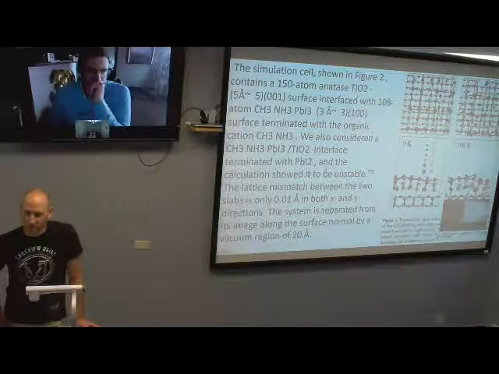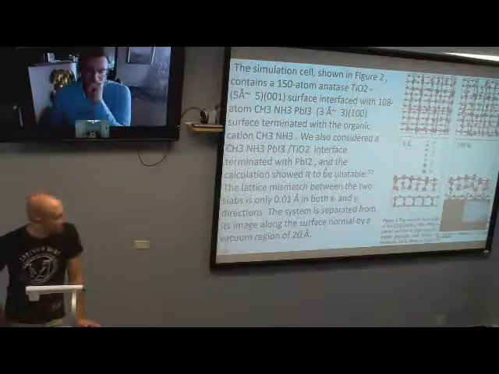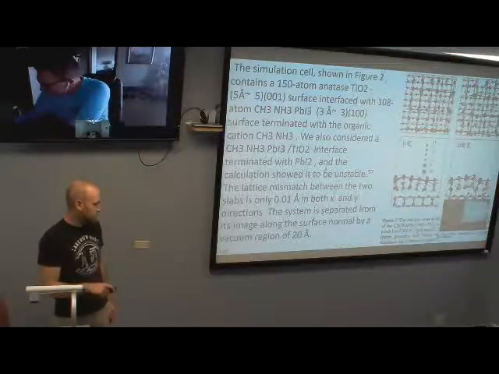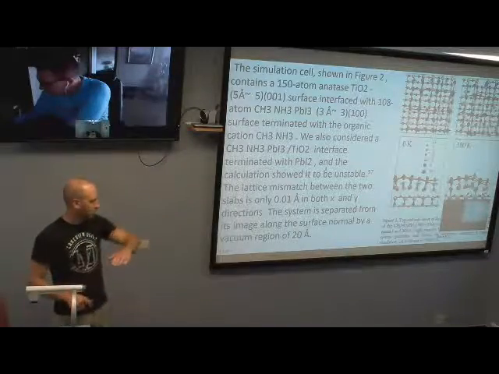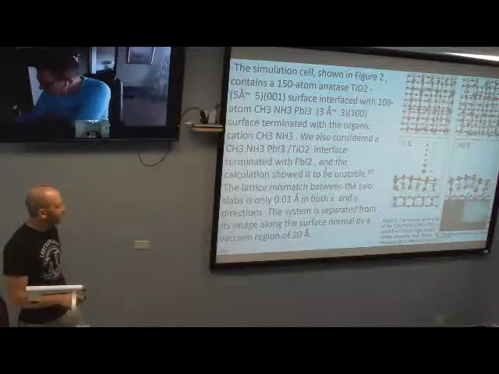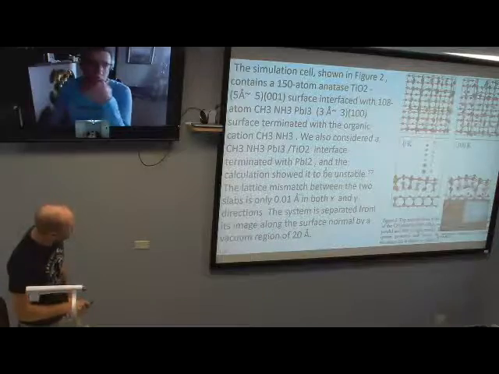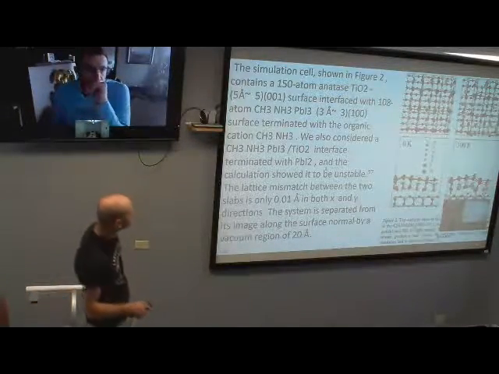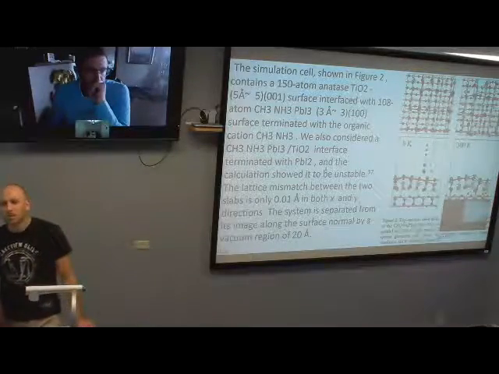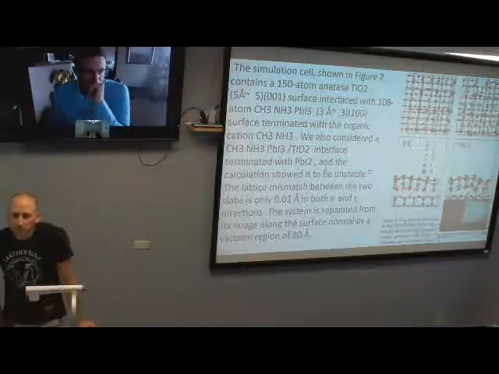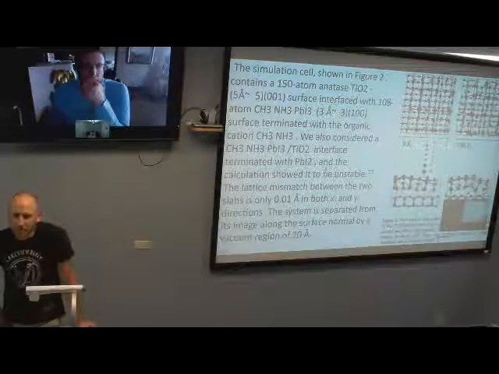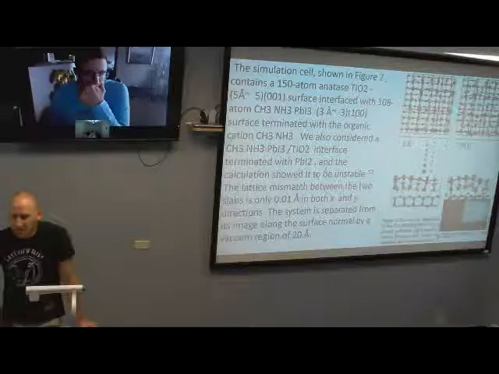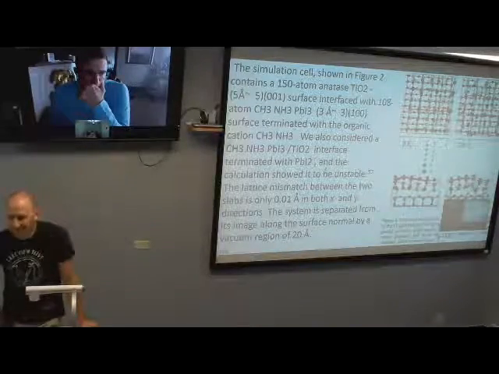I guess some details about the cells that they're actually simulating. So it repeats in the X and the Y directions, I guess. So it's planar. They have 20 angstroms, I believe, vertically between one cell and the next. Anything else that's important, really? Yeah, I think that's most of the important stuff, unless anybody wants to talk about anything. No, just briefly summarize.